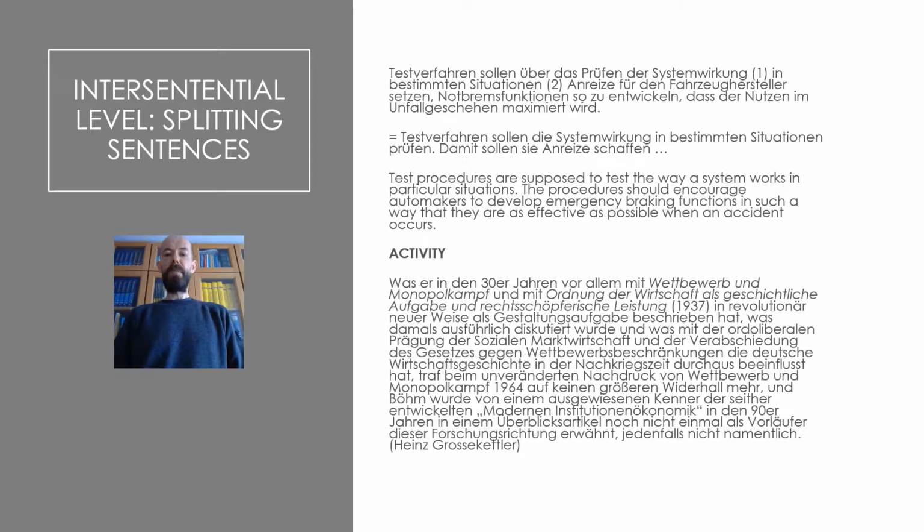Was in den 30er Jahren vor allem mit Wettbewerb und Monopolkampf und mit Ordnung der Wirtschaft als geschichtliche Aufgabe und rechtsschöpferische Leistung in revolutionär neuer Weise als Gestaltungsaufgabe beschrieben hat, was damals ausführlich diskutiert wurde und was mit der ordoliberalen Prägung der sozialen Marktwirtschaft und der Verabschiedung des Gesetzes gegen Wettbewerbsbeschränkungen die deutsche Wirtschaftsgeschichte in der Nachkriegszeit durchaus beeinflusst hat, traf beim unveränderten Nachdruck von Wettbewerb und Monopolkampf 1964 auf keinen größeren Widerhall mehr und Böhm wurde von einem ausgewiesenen Kenner der seither entwickelten modernen Institutionenökonomik in den 90er Jahren in einem Überblicksartikel noch nicht einmal als Vorläufer dieser Forschungsrichtung erwähnt, jedenfalls nicht namentlich.